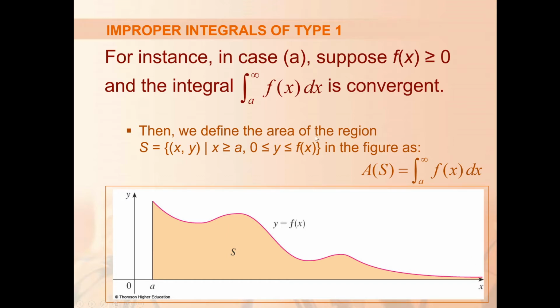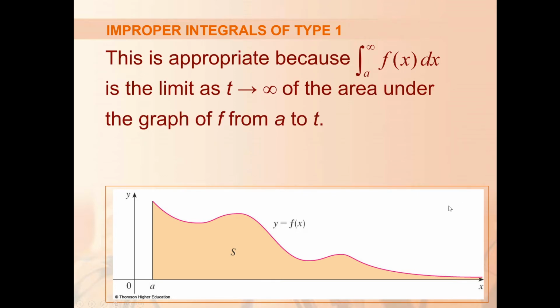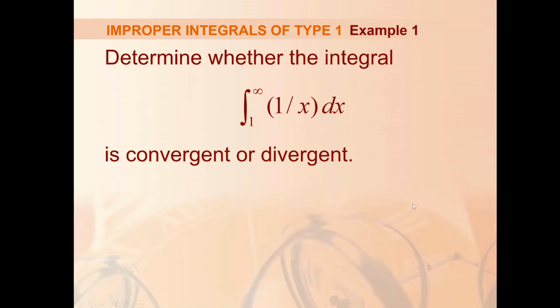So then we define the area of the region. The area equals the set of x, y such that x is greater than or equal to a, and 0 is less than or equal to y, and it's less than or equal to f of x. In the figure, the area of the function is the integral from a to infinity of f of x dx. Again, we need to take the limit as t approaches infinity.